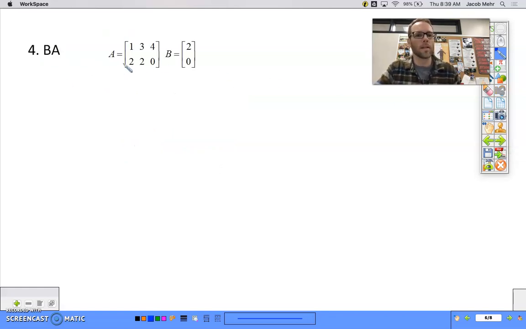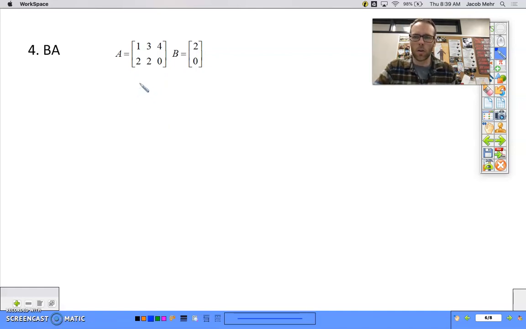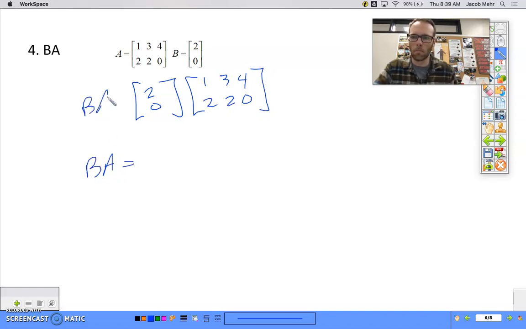Okay. Can we take B times A in this one? So now let's switch the order here. Let's put the 2, 0 first, and then the 1, 3, 4 that way. So now when we take B times A, we're going to take this row times that column, and again we see an issue, that this doesn't match up. We can take the 2 times 1, but there's nothing to multiply the 2 by.